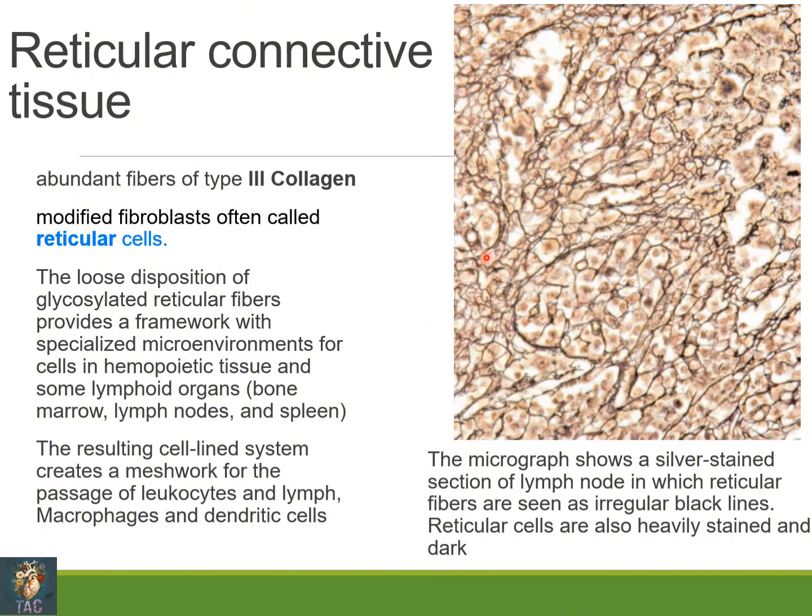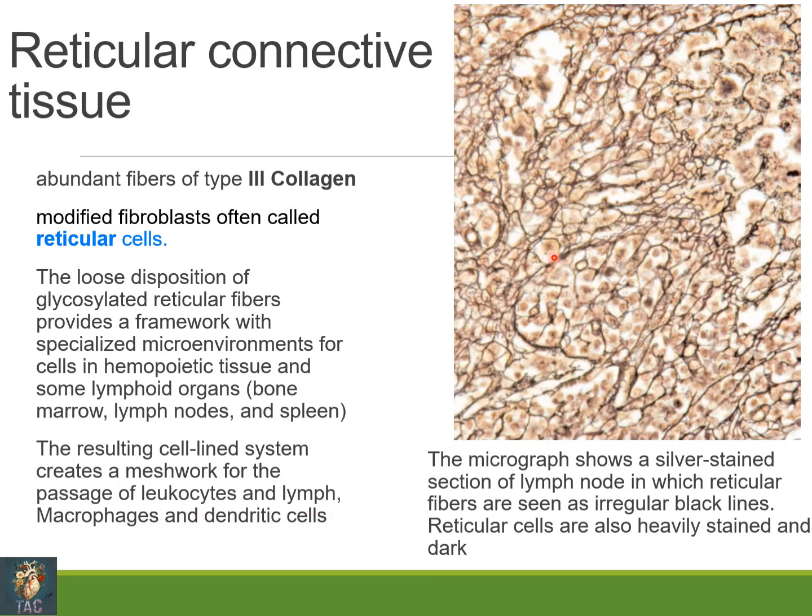This slide is stained with silver staining, taken from a lymph node, and these reticular fibers are argyrophilic. They stain with silver and give a black color. So these black colored fibers are the reticular fibers. There is a loose disposition of glycosylated reticular fibers that provide a framework with a specialized microenvironment for cells in hematopoietic tissue and in lymphoid organs, that is bone marrow, lymph nodes, spleen, etc. The resulting cell-lined system creates a meshwork for the passage of leukocytes and lymphocytes, the macrophages and the dendritic cells.